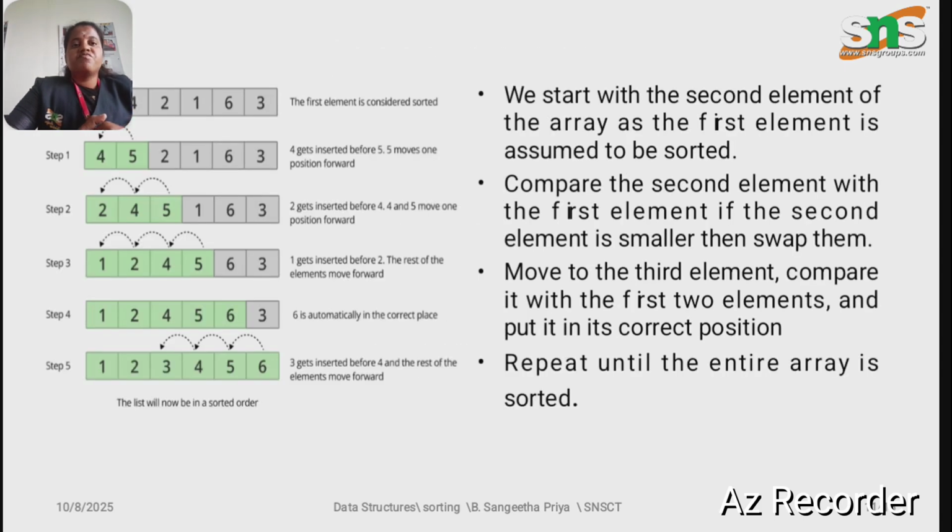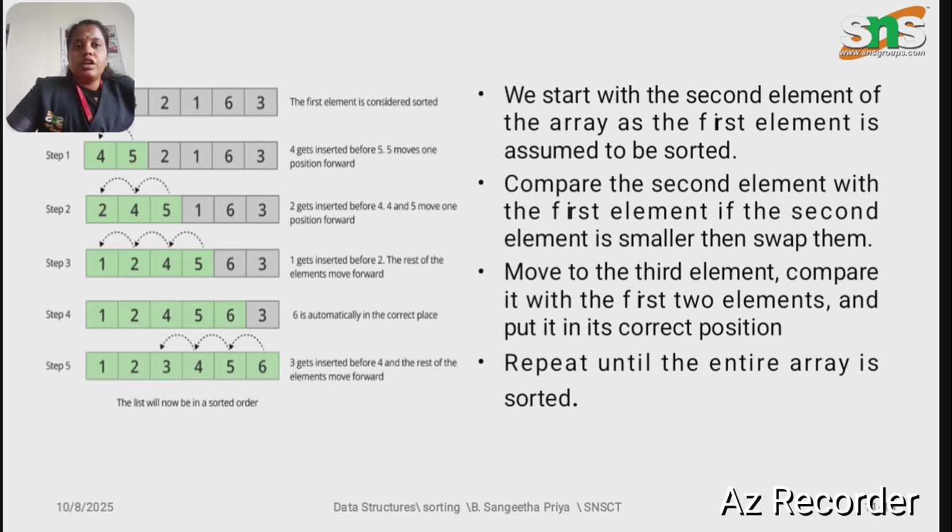Next, the example is 4, 5, 2, 1, 6, 3. So we compare the elements. Here 2 is the smallest element, so the fourth position we will be changing the elements. The first element is considered sorted. The fourth element is inserted before 5. 5 moves one position forward, and 2 gets inserted before 4, and 4 and 5 move one position forward.